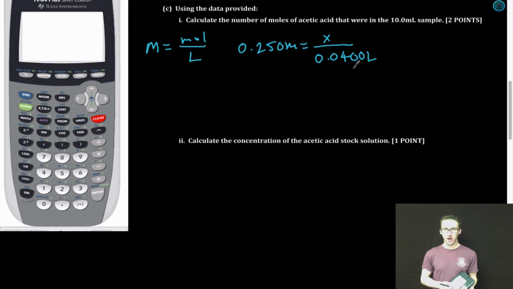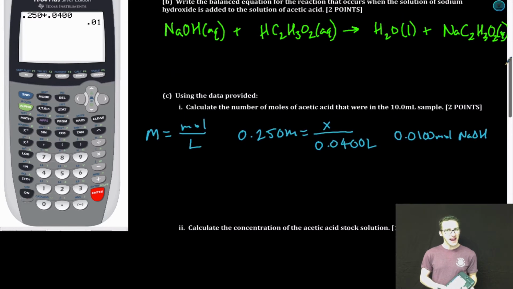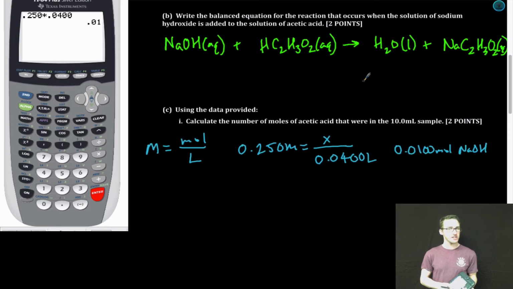A quick jump to the calculator lets me know that I added 0.0100 moles of sodium hydroxide to completely react all of the acetic acid. And thanks to that handy equation that I just wrote up in part B, I know that the mole ratio between sodium hydroxide and acetic acid is 1:1. So since I know how many moles of sodium hydroxide I reacted, I also know how many moles of acetic acid I had in my original 10 mL.